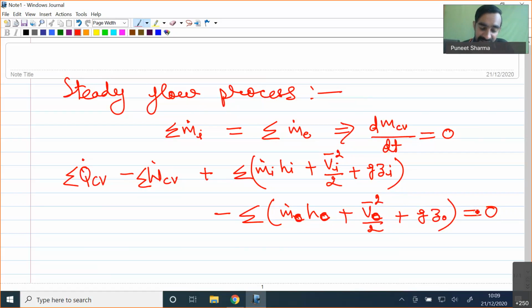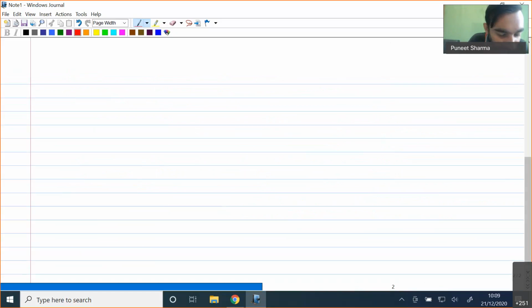Now this steady flow process is a very, very important process, and it is encountered in many of our engineering devices. So today we will try to see the application of this steady flow energy equation, particularly for some of our devices. The very first device which I want to take over here is called a heat exchanger.